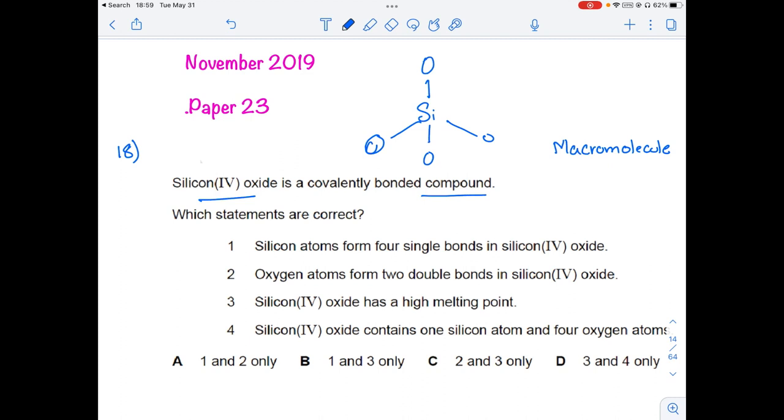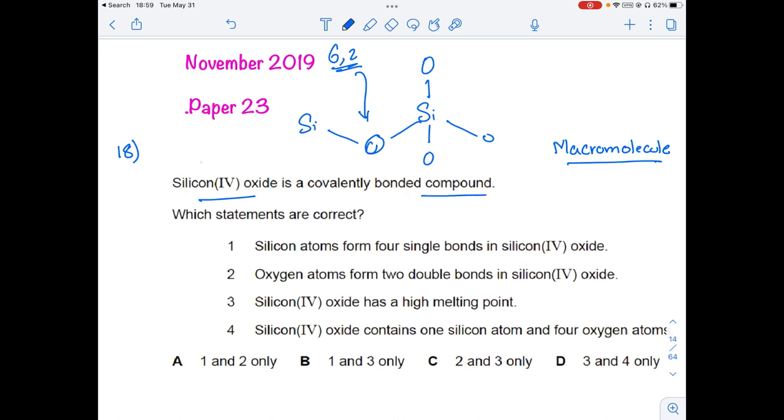Similarly, oxygen has 6 electrons in its outermost electron shell, so oxygen will require 2. So therefore one oxygen will form a bond with one silicon, and the same oxygen will form another bond with another silicon, so that it can get 2 electrons from the silicon. So in this way oxygen is satisfied and silicon is also satisfied. So this is going to be a macromolecule, a very large molecule.